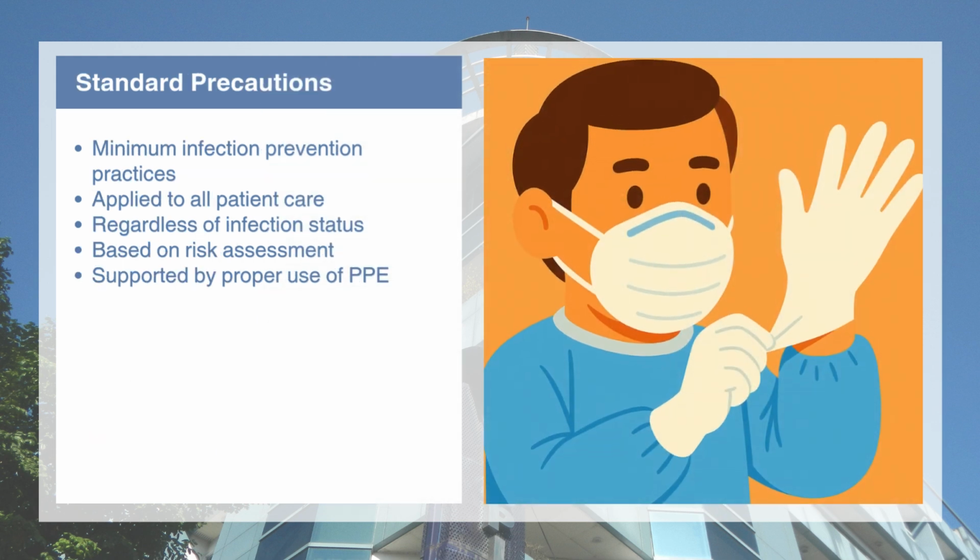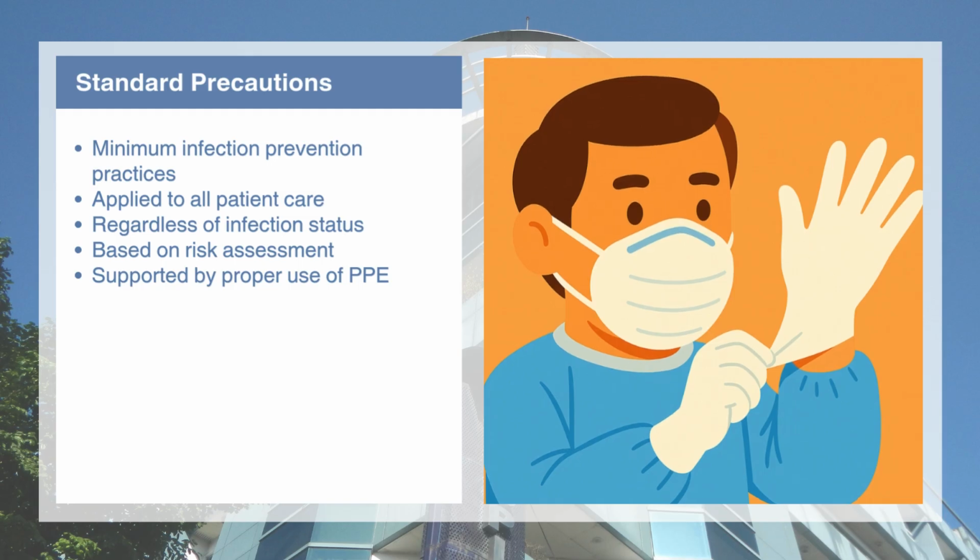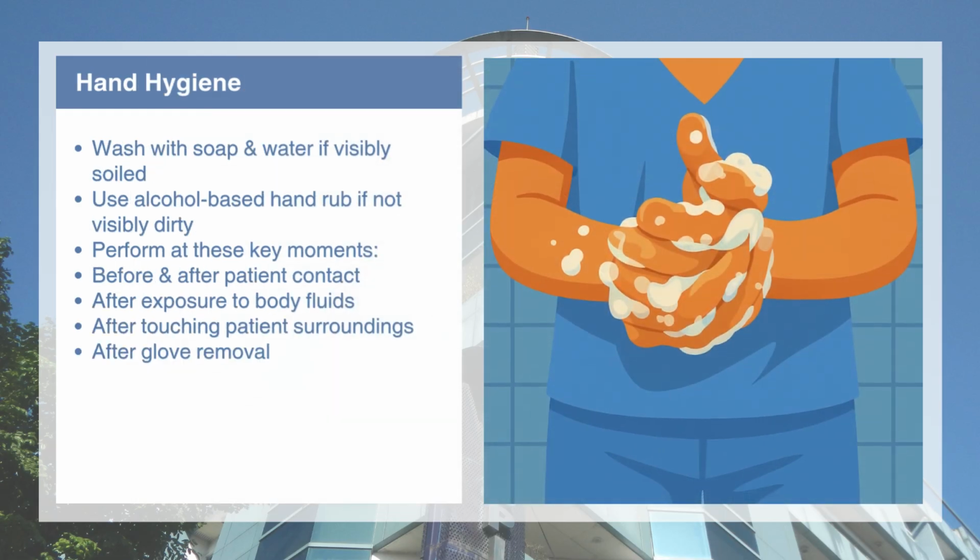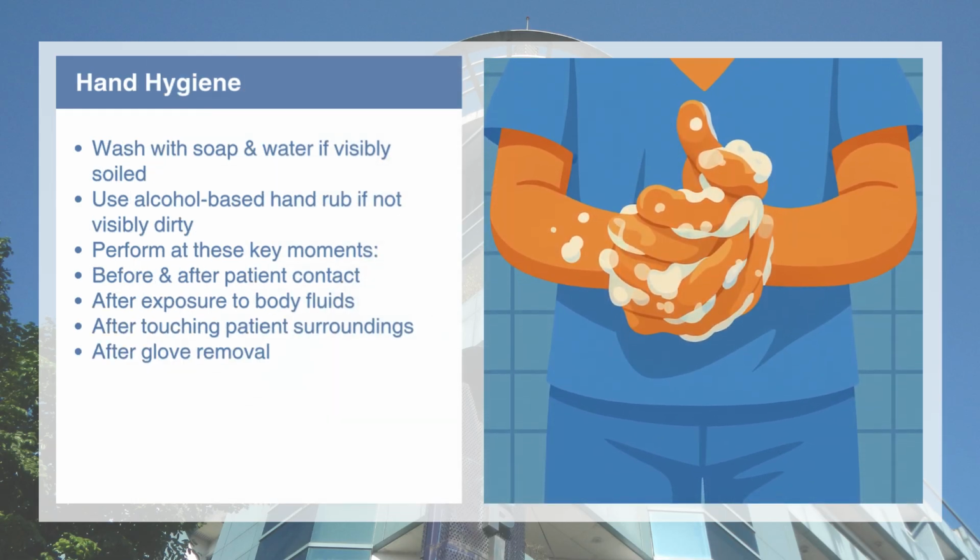Standard precautions are the foundation of infection prevention. They are applied to every patient, regardless of whether an infection is suspected or confirmed. These practices are risk-based and include measures such as hand hygiene, PPE, respiratory etiquette, patient placement, and environmental cleaning. Hand hygiene is the single most important measure to prevent infection. Wash with soap and water if visibly soiled. Otherwise, alcohol-based rubs are preferred. Always perform hand hygiene before and after patient contact, after fluid exposure, and after glove removal.